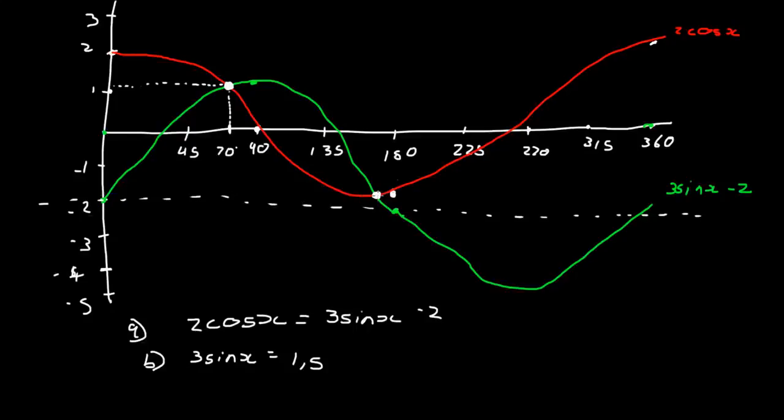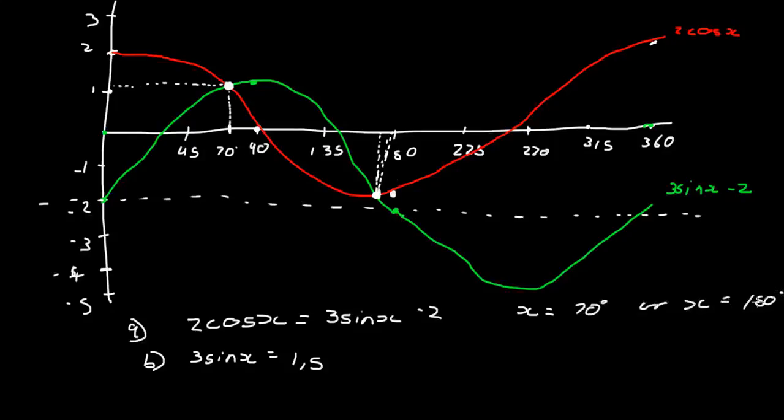And over here, where are they equal? They're equal at around, I think that is actually 180 degrees. They're equal at that. It's just a bad drawing. But they're equal at 180 degrees. So this equation is true when x equals 70 degrees or x equals 180 degrees.